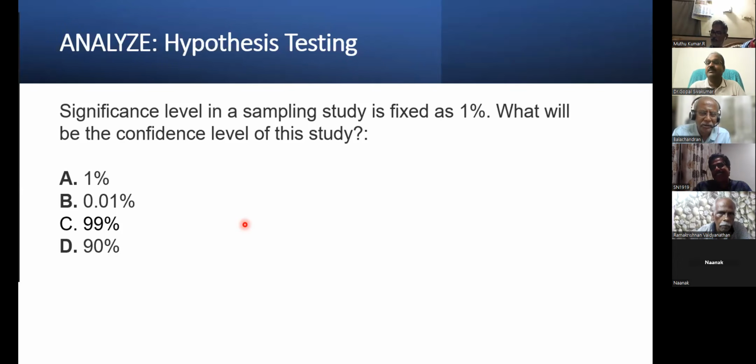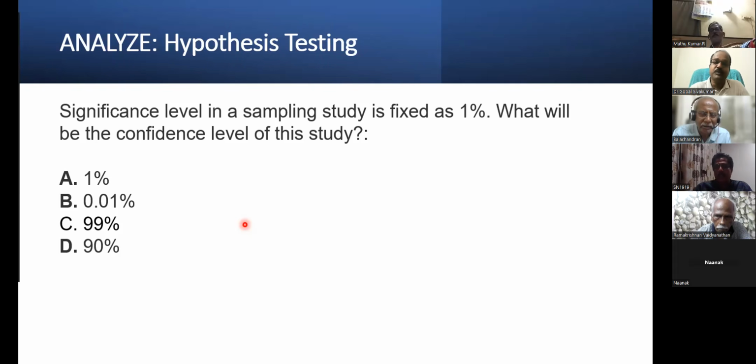Level of significance: before doing any sampling study, we say the level of significance is 1%, or the level of significance is 5%. That means the maximum permissible Type 1 error is 1%, or 5%. All right.